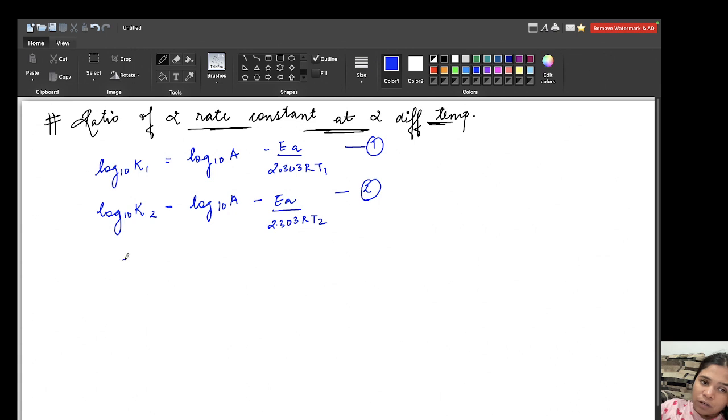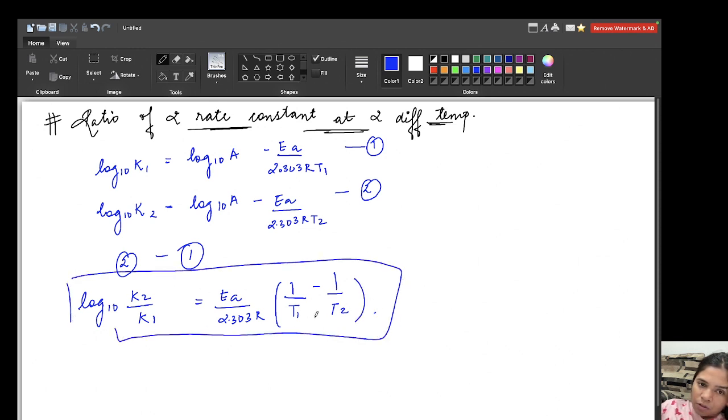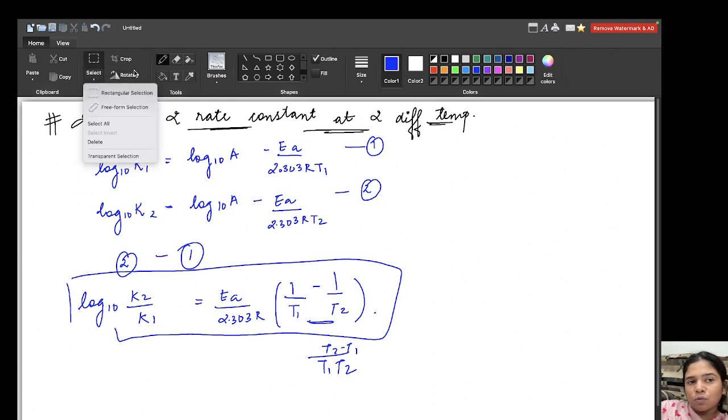What do you need to do? You just need to do 2 minus 1. What will it come out to be? Log base 10 K2 by K1, this and this will get cancelled, equals EA upon 2.303 R, which became common, times 1 by T1 minus 1 by T2. This is the equation. Or you can just take the LCM also, (T2 minus T1) by T1 T2. Easy. One equation will do based on this ratio of two rate constants.